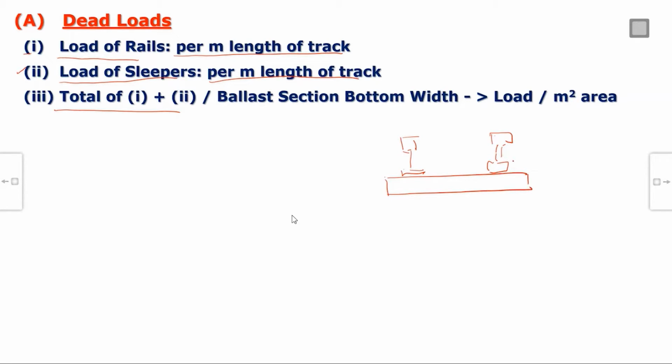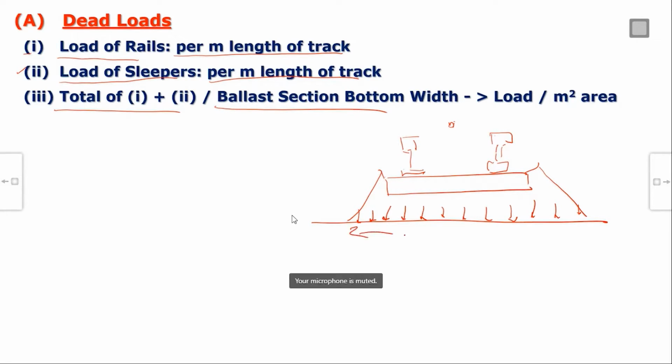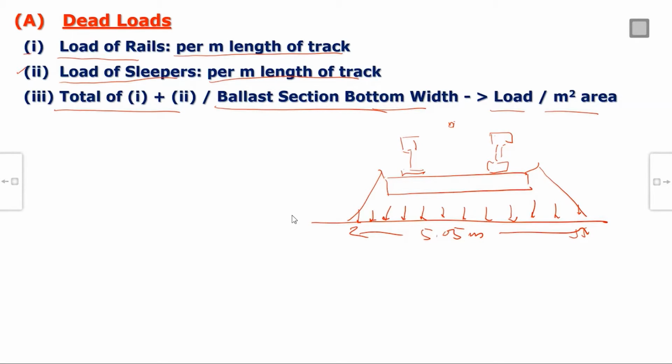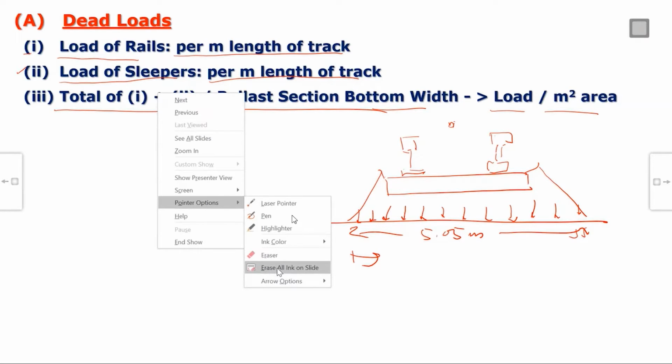This is sleeper. And in this direction, perpendicular to this, you are taking, and finally what happens is this both load gets transmitted at the bottom of ballast through this width. So ballast section bottom width, normal single line section, I think it comes around 5.05 if I'm not wrong, but depending on your position and all, you can calculate how much it is. So this load per square meter area it will be. So 1 meter perpendicular to this and 1 meter in this direction. That is how units we must be careful.